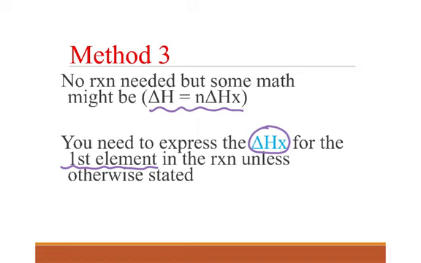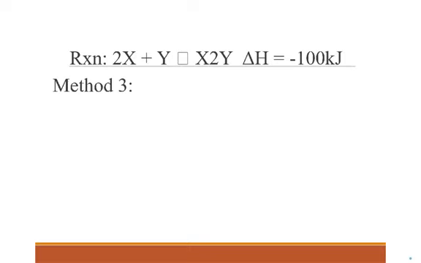Most of the time you can do this math just by looking at it, although if you weren't sure how to do it, again we could go back to this formula. So let me show you how it works out, but typically I go right to the final answer on a question like this because you really don't need the math here, but let me show you how it works. So we know that 2X plus Y makes X2Y, and I've just shown you method 2 here to work from. To turn this into a method 3, I want to know the delta Hx, or molar enthalpy, for the first ingredient. So I want the molar enthalpy for X, which is the first ingredient.